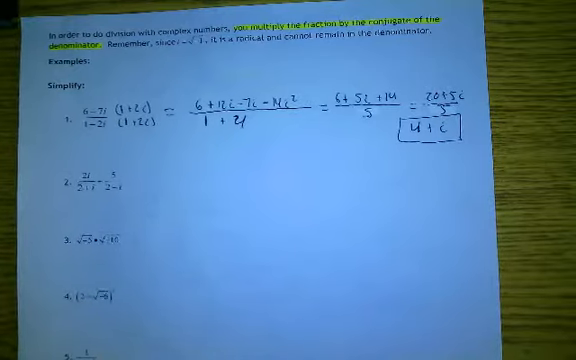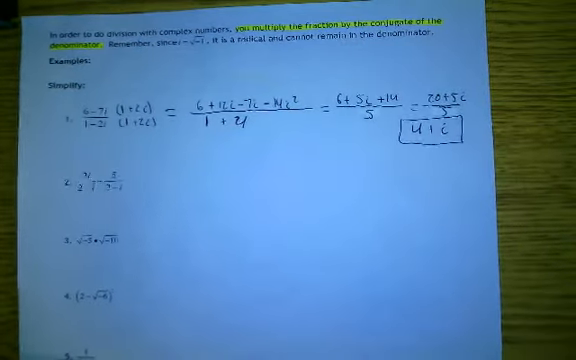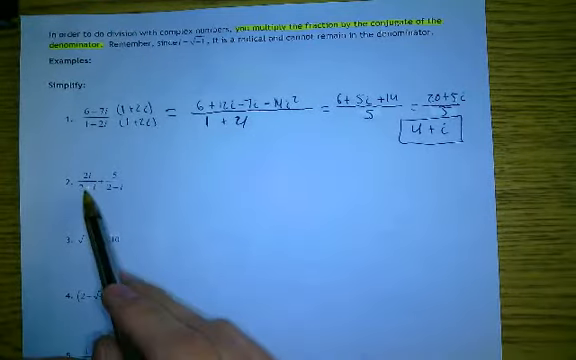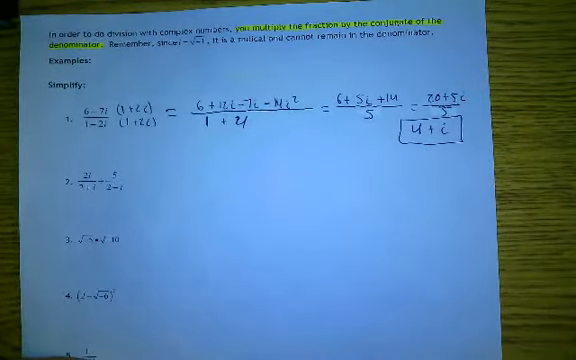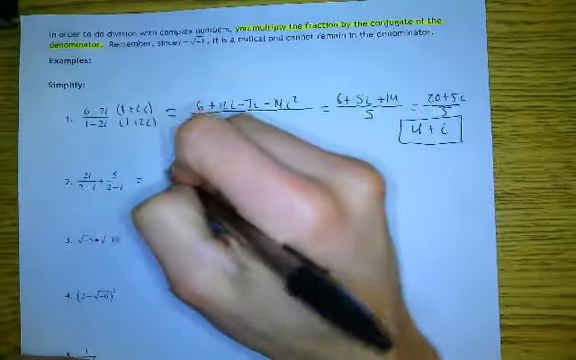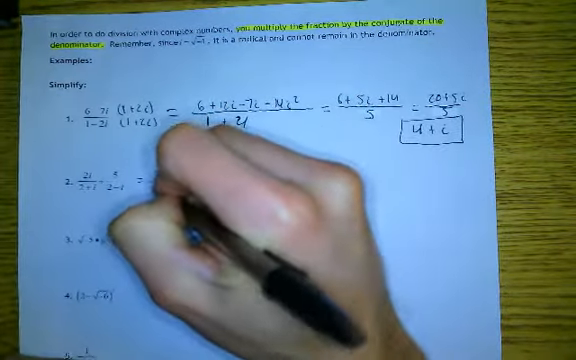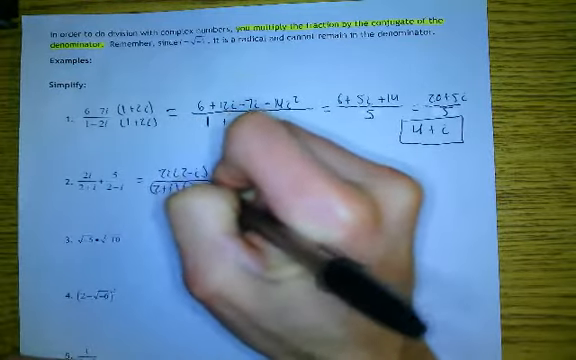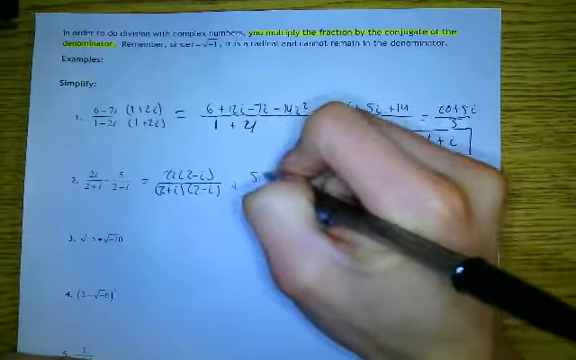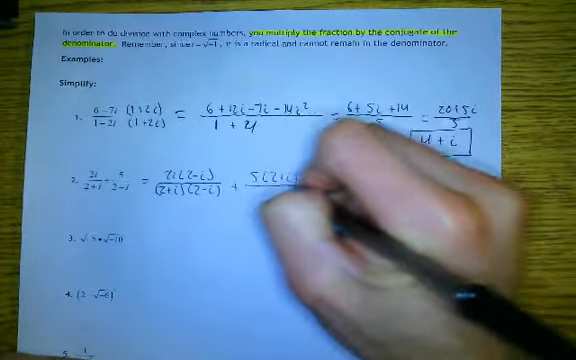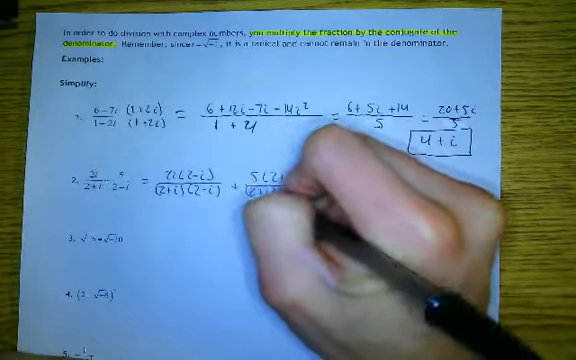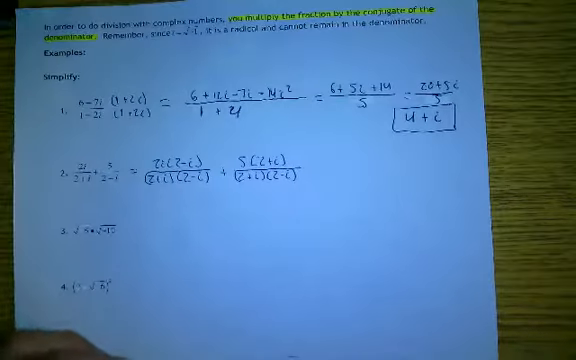Alright, number 2, you have two fractions being added together with different denominators. So you must remember that to add two fractions, you must have common denominators. I guess you're fortunate here that the denominators happen to be conjugates of each other. So in order to get common denominators, you're going to multiply each fraction by its conjugate. So on the first one, you'll have 2i times 2 minus i over 2 plus i times 2 minus i, plus the second would be 5 times 2 plus i over 2 plus i, 2 minus i. And just simplify from there.